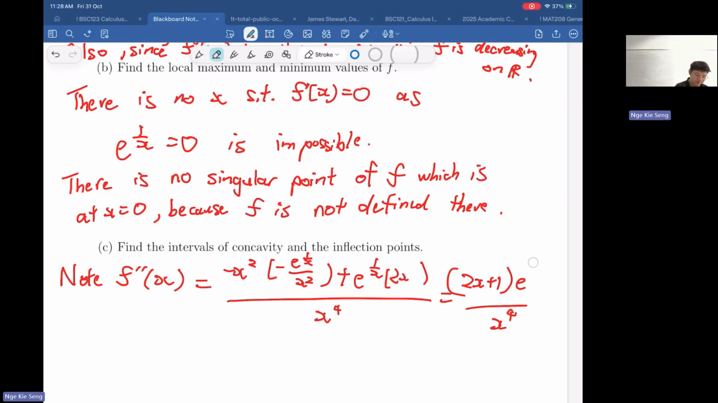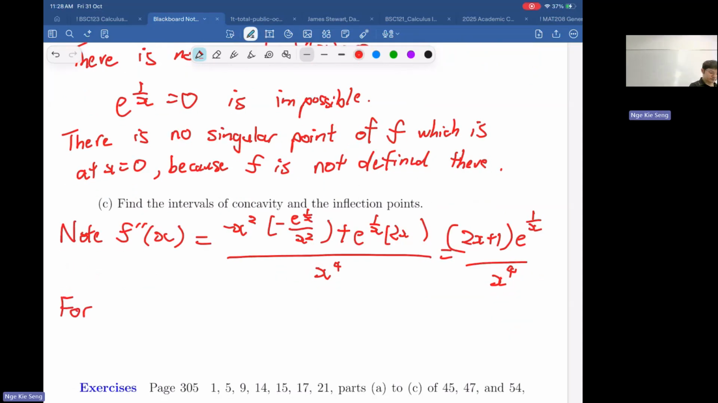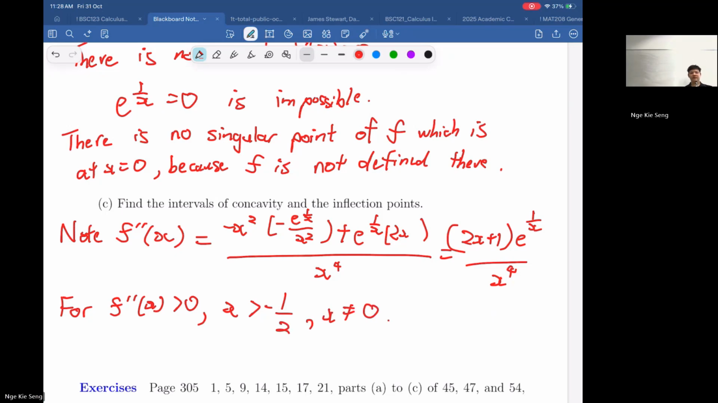e to the 1 over x is positive, and x to the 4 is positive, but your sign could change now because of this 2x plus 1. So for f double prime x to be greater than 0, you want to make sure that your x is greater than minus half. But your x obviously cannot be 0. And for f double prime x to be less than 0, you want your x to be less than minus half.